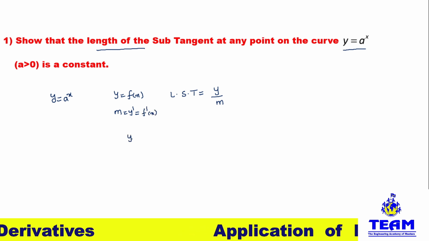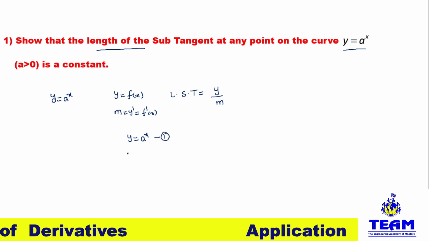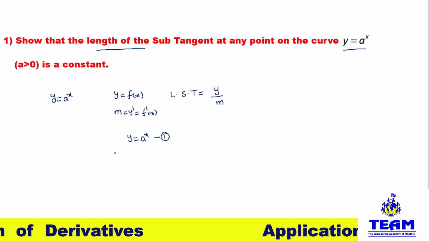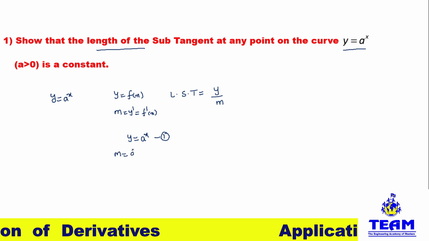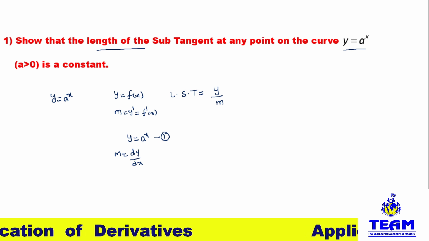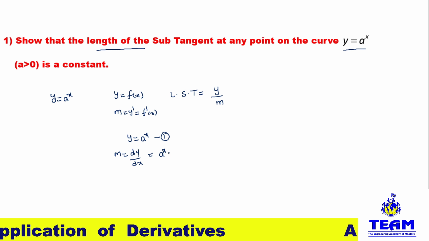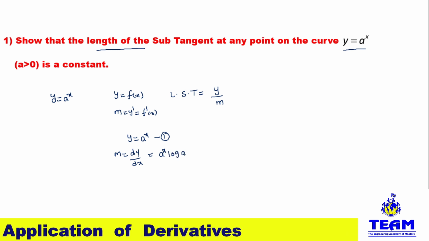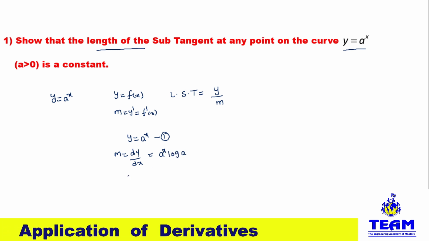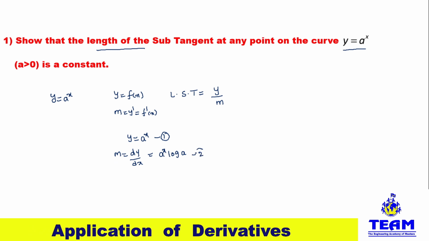So consider the given curve y is equal to a to the power of x as equation number 1. Now what I require actually is m. M is nothing but what? Differentiate equation 1 with respect to x. Then you will have m is equal to dy by dx. This is equal to the derivative of a to the power of x. What we have? A power x into log a. Okay friends, now I know the value of y and m. Consider this as equation number 2.